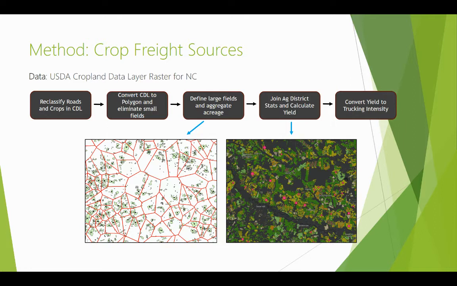The figure on the left below shows the aggregation process using these polygons, and the figure on the right shows final point sources for crop production.